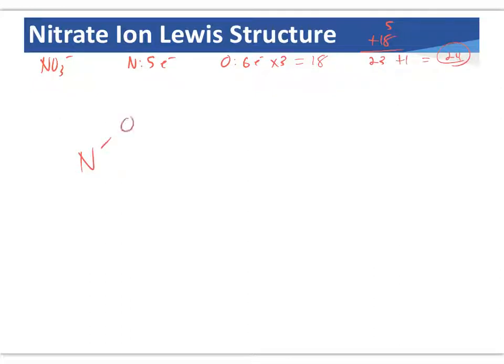So nitrogen goes in the middle. I have 3 oxygens. And I'm going to have a double bond with the oxygen here. And then I'm going to have all octets for everything else. So this is 1 minus. Let's count electrons. 2, 4, 6, 8, 10, 12, 14, 16, 18, 20, 22, 24. So I have 24 valence electrons.